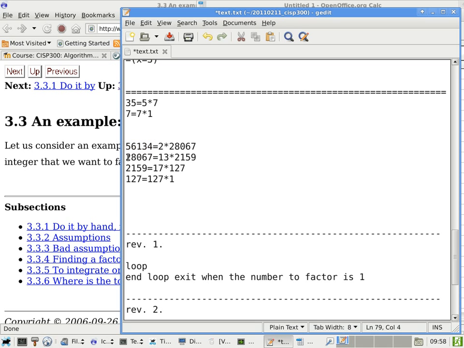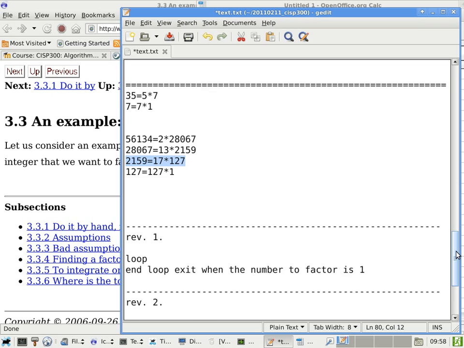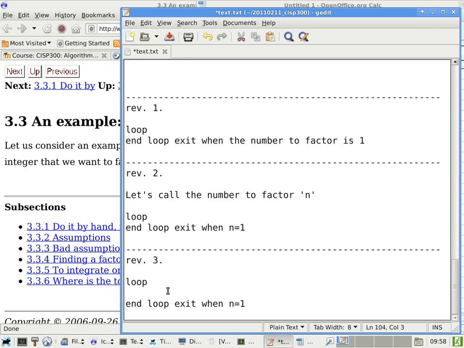This is my next iteration. What did we do? We found that 13 is a factor of 28067. This is my third iteration. We found that 17 is a factor of 2159. Okay? So what exactly did we do per iteration?